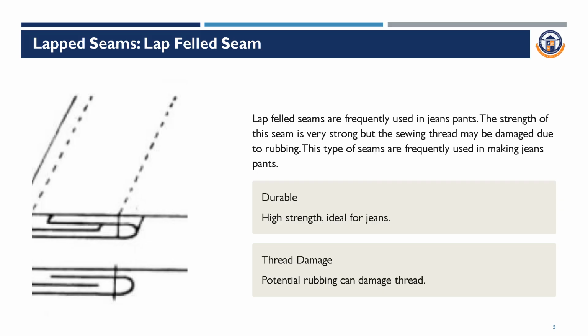Durability: high strength, ideal and specific design for jean material. Thread damage is higher in the case of this lapped seam because the potential rubbing can have an impact, damaging the sewing threads.